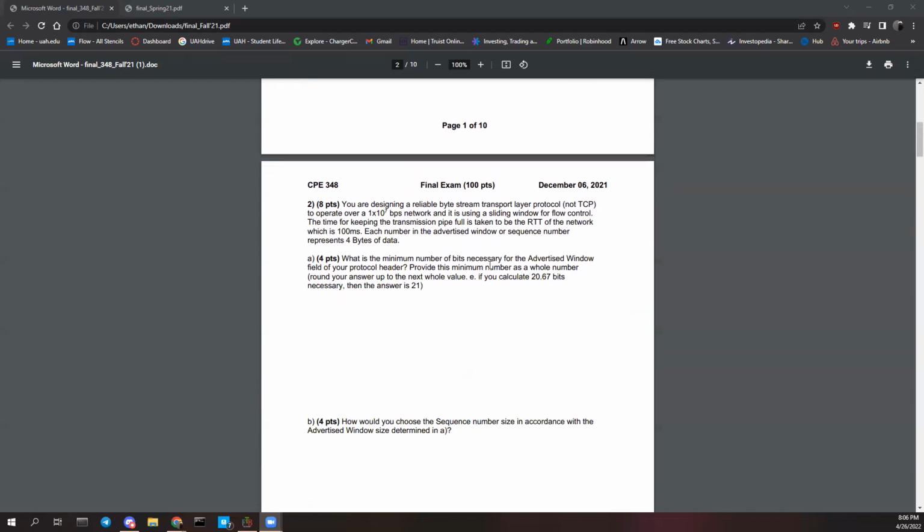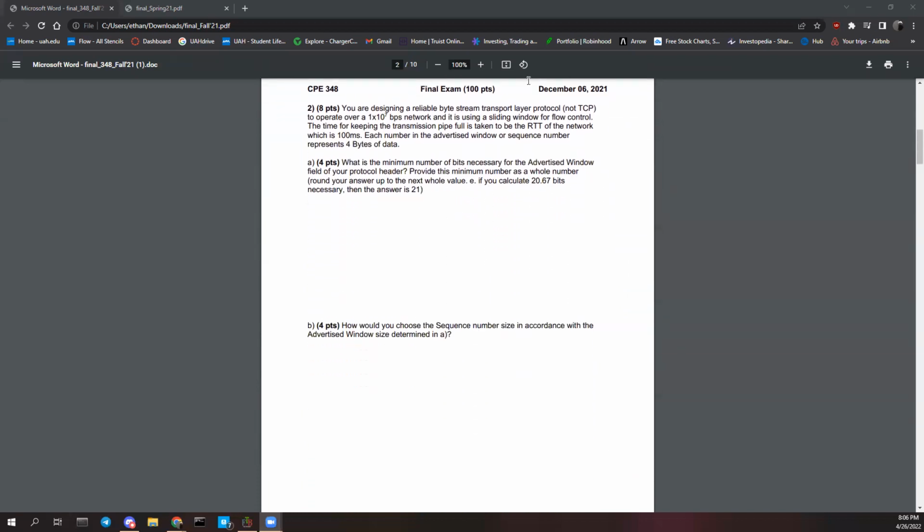Easy peasy. Scroll on down to this next stuff. TCP. No, not TCP, just some random non-existent protocol. All right. You're designing a reliable byte stream transport layer protocol, not TCP, to operate over a 1 × 10⁷ bits per second network. So that's bits per second, keep your units straight. And it is using a sliding window for flow control. So keep that in mind too.